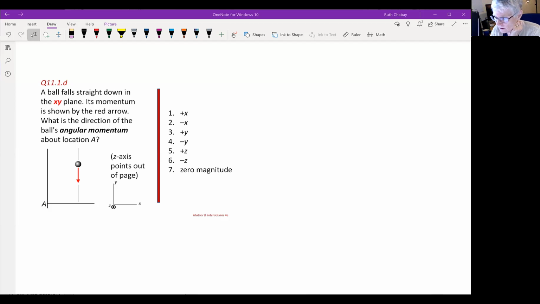So let's draw. We have to draw a vector r here. r goes from location A to the ball, and we have our vector p here. Now we need to put these tail to tail. So here's the angle between them. If we point our fingers along r and curl towards p, our thumb sticks into the page. In fact, it has angular momentum in the minus z direction. So the magnitude is not 0.